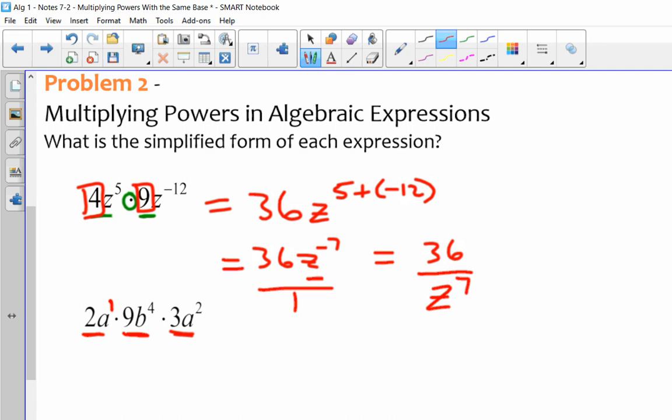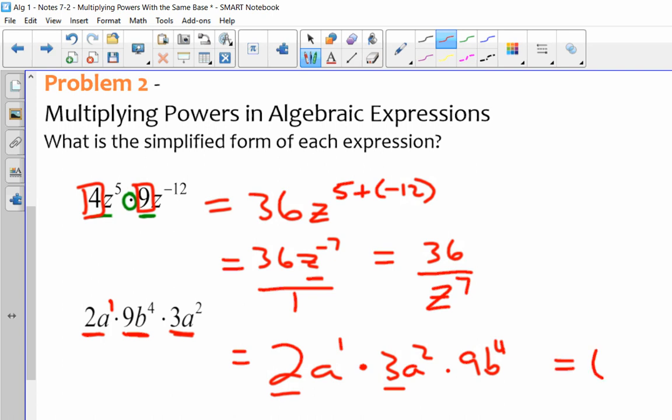So sometimes students like to see grouping things together. Since I'm multiplying all this stuff, I can move things around and not change things. You don't have to do this, but this is sometimes easier for people to see. I'm going to multiply the 2 and the 3 together, and that's going to get me 6. I'm going to add the exponents together, so that's a 1 plus a 2. And then I'm multiplying it still by that 9b to the 4th, okay?